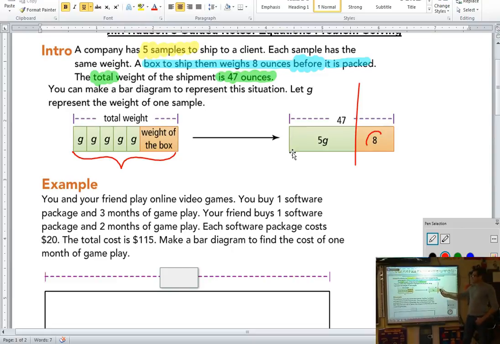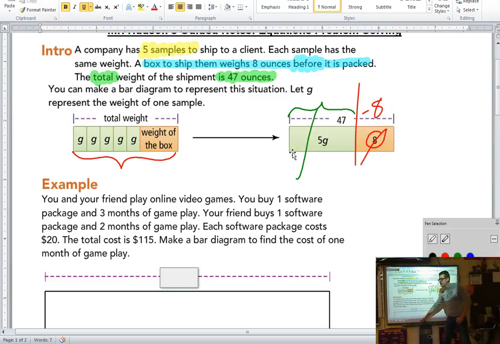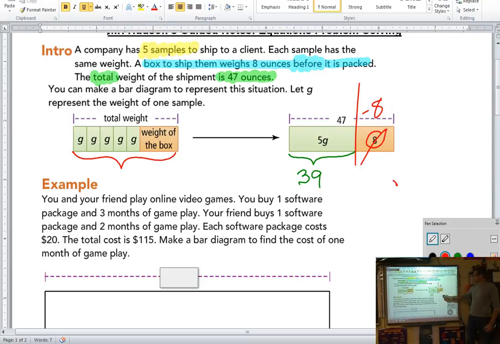To chop this section off, I have to get rid of 8. So if I get rid of 8 up here, what would this small section be equal to? It would be equal to 39. 39. I'm actually going to write that below. So hopefully you guys are doing some drawing on your paper, whatever drawing works for you. But we now see that this will equal 39. Now, if I want to look at only the weight of one sample, because I'm trying to solve for what does G equal, what would I need to do with this green space to only look at 1G? Go ahead, Andrew.